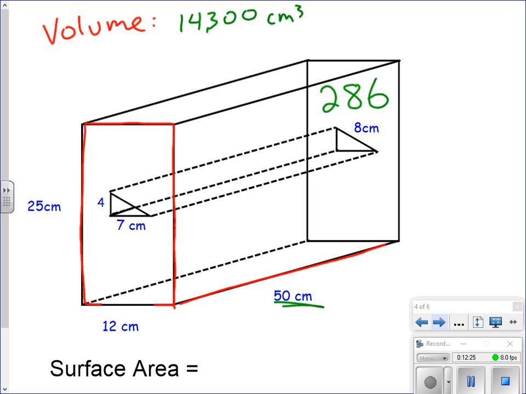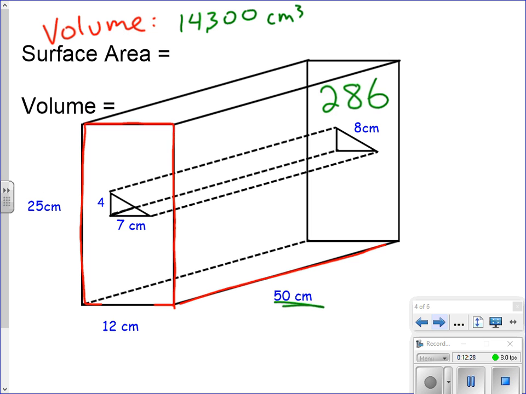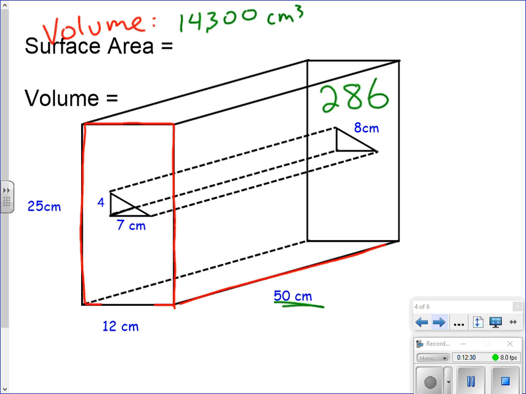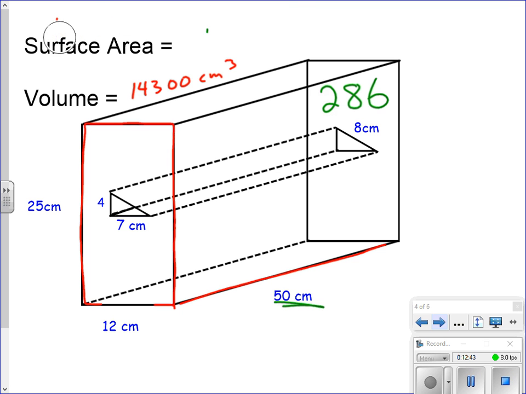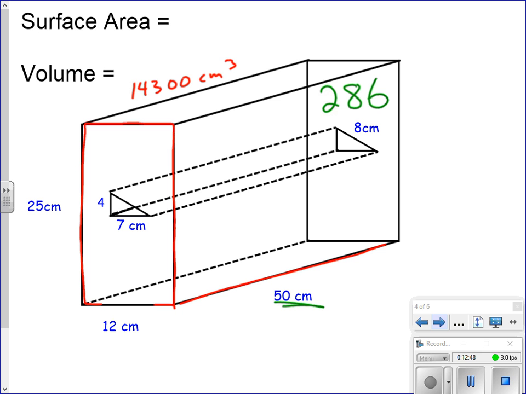If I want to find the surface area, oh, I already had volume up there. So let's put that down there. That's 14,300 cubed. And surface area. Well, again, that's going to be quite a few steps, so let's give it a go. Got to find each panel now. Luckily, we've already got a head start. We've got the front and back panel as 286. So I'm going to write that down. I got 2 of those.